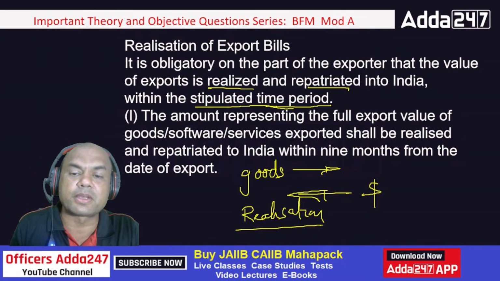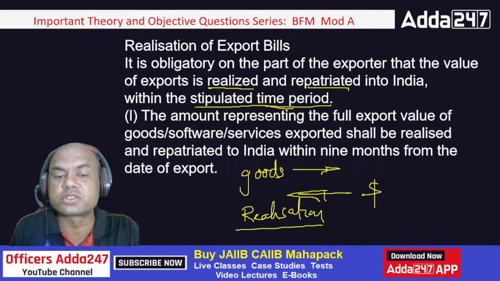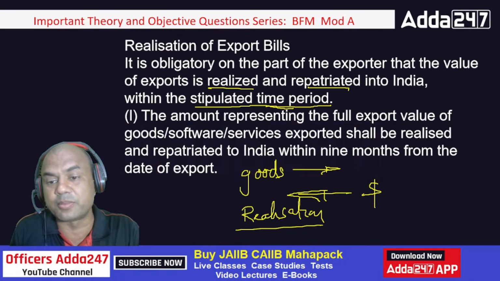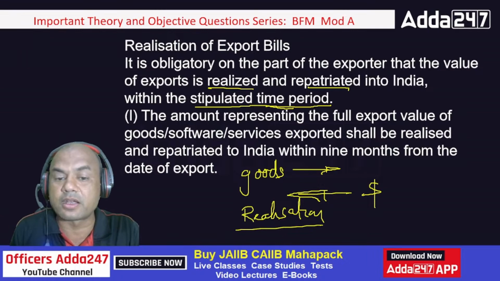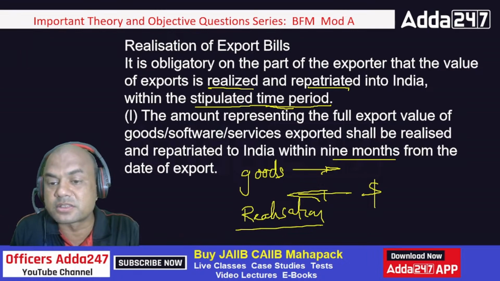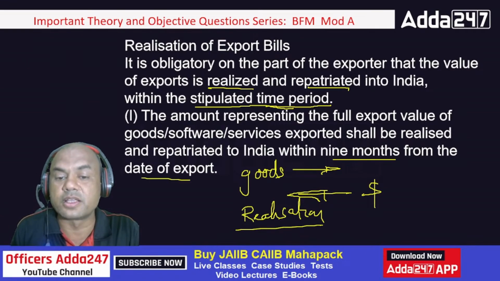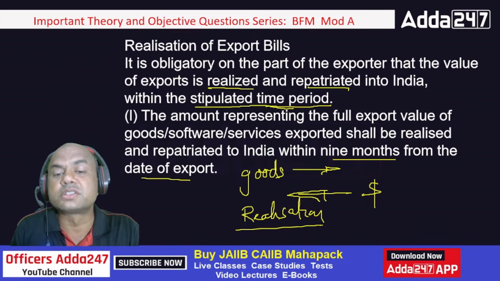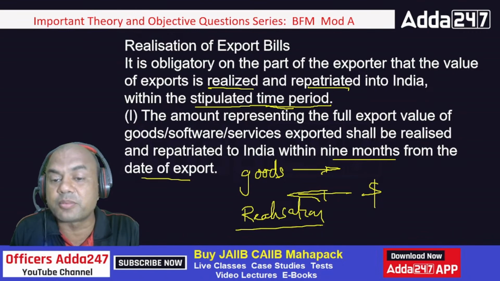The amount representing the full value of export goods, software, services exported shall be realized and repatriated to India within 9 months from the date of export, isn't it? So goods, services exported shall be realized and repatriated within 9 months.